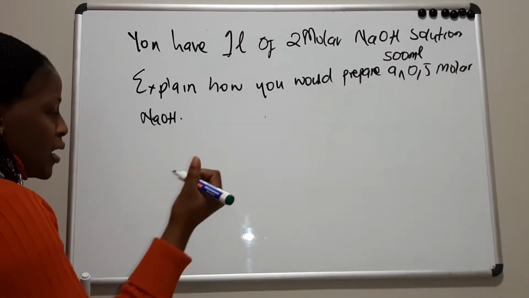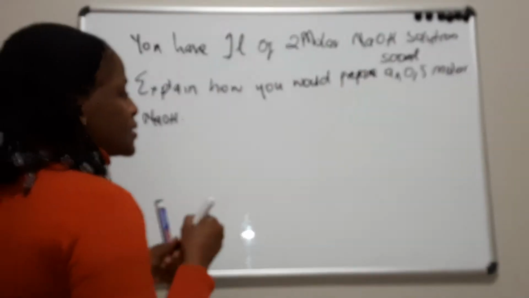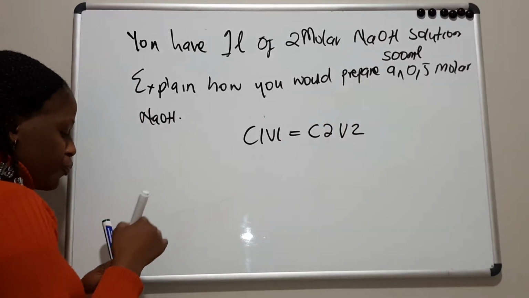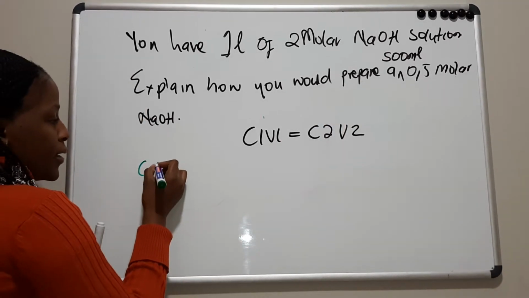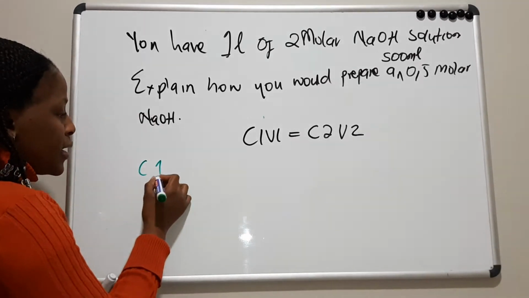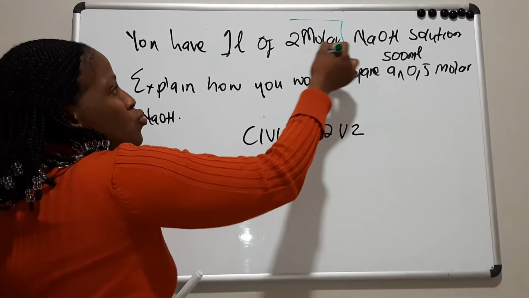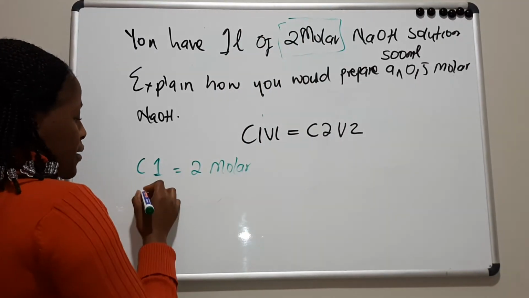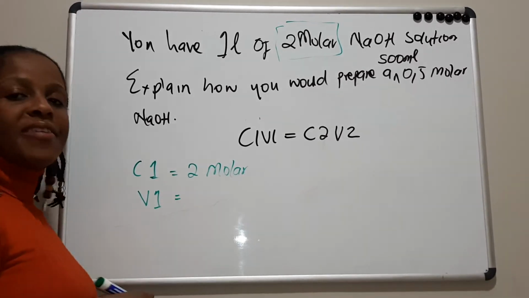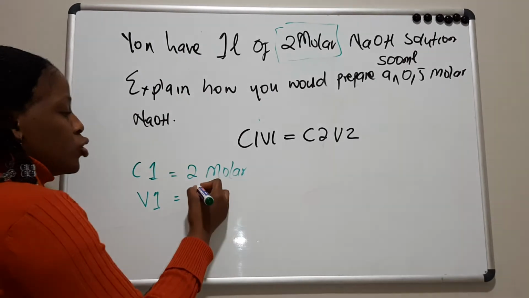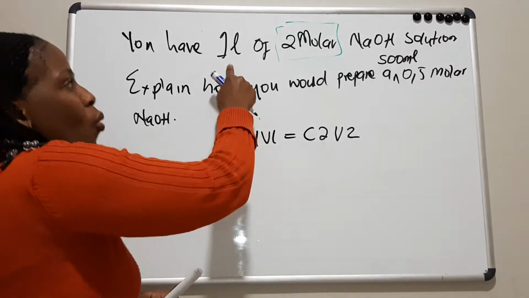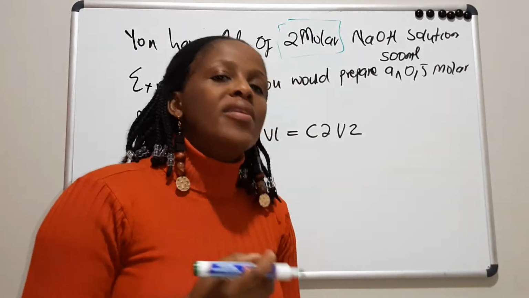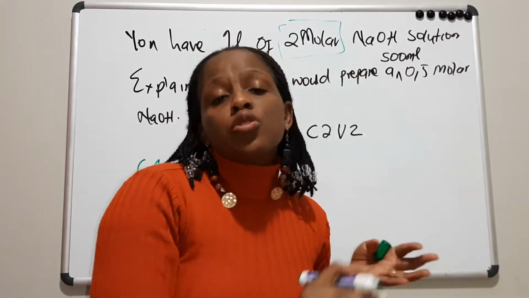So in this case, we know our formula is C1V1 is equal to C2V2. C1, which represents our concentration number 1, we do have, which is a 2 molar solution. So it's going to be 2 molar, and then V1 is basically what we do not have. So we're going to put a question mark. This 1 liter, we don't take into consideration, like I said, it's the same as when you have a liter of an Oros solution.